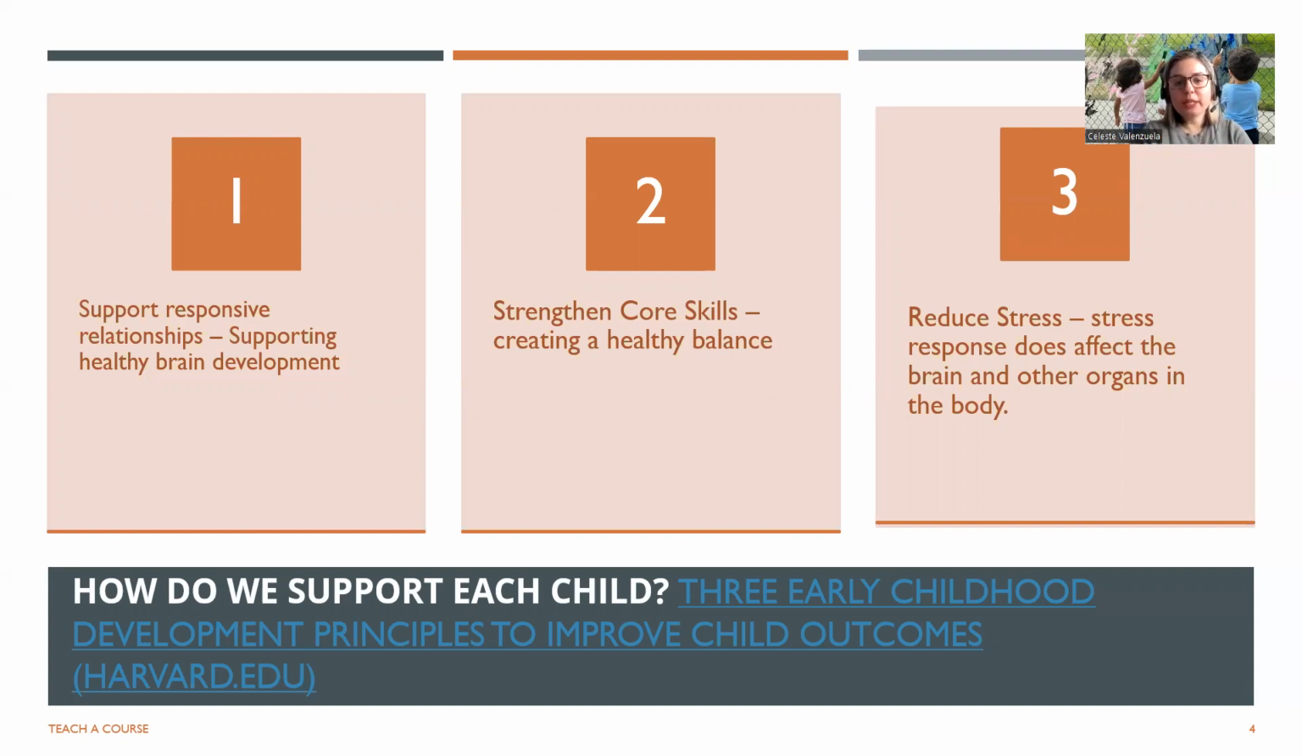Another is strengthening their core skills, so creating a healthy balance between what they know how to do and what they still need support in, and finding a way to have them come together. That is something we can do in the classroom with different lessons, depending on the area that we're focusing on. If it's one-on-one, if it's in a group setting, if it's just spending more time going through the process, that's also a great way to strengthen those skills. And then, of course, reduce stress.